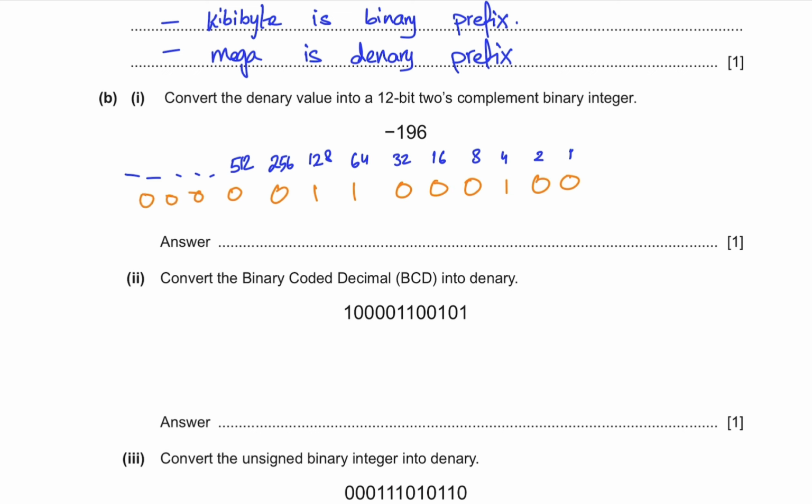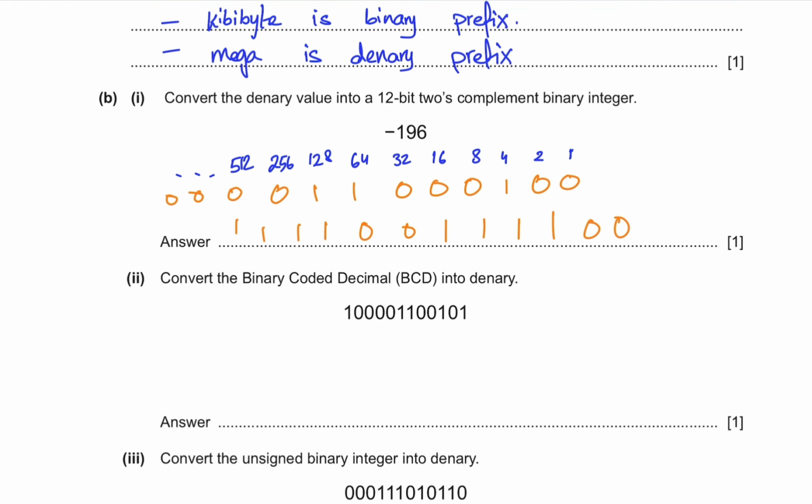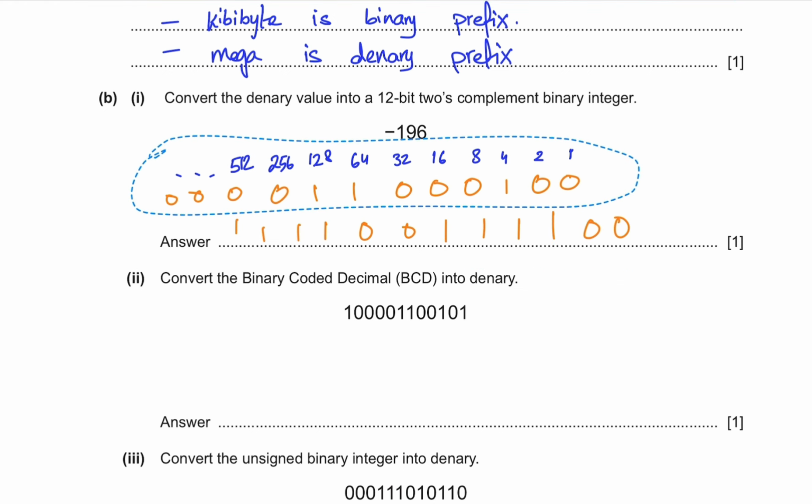Now you convert them and count how many numbers are there. 1, 2, 3, 4, 5, 6, 7, 8, 9, 10, 11, 12. 12 numbers here. So if you convert it into 2's complement, it will become 0, 0, 1, 1, 1, 1, 0, 0, 1, 1, 1, 1. This should be your answer for 1 mark.